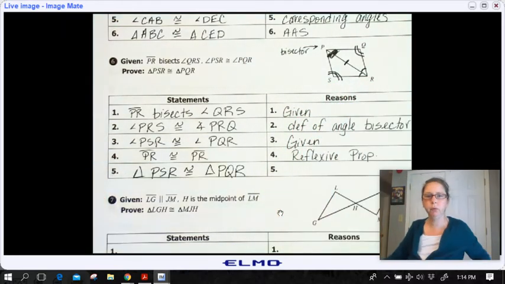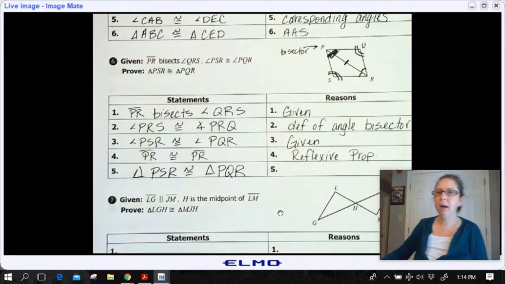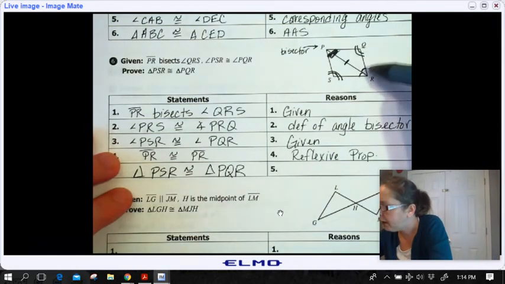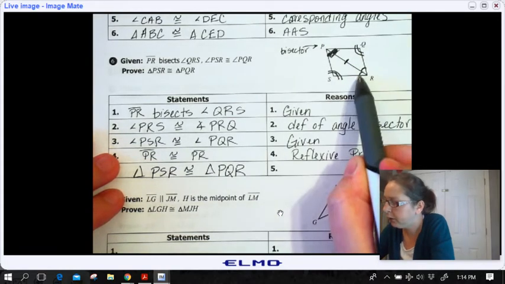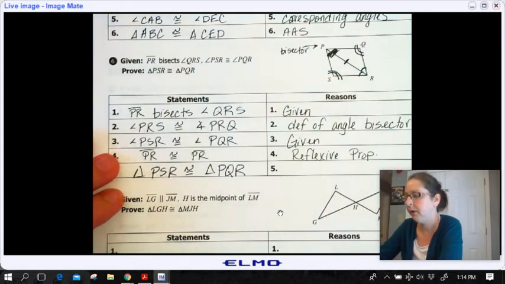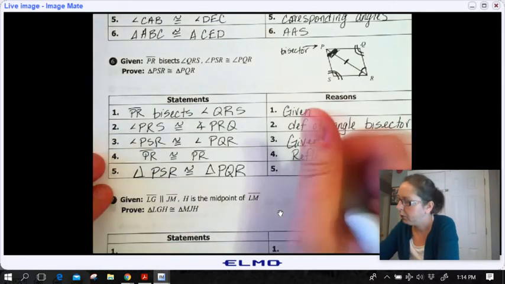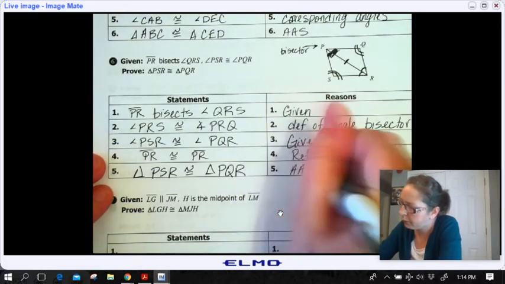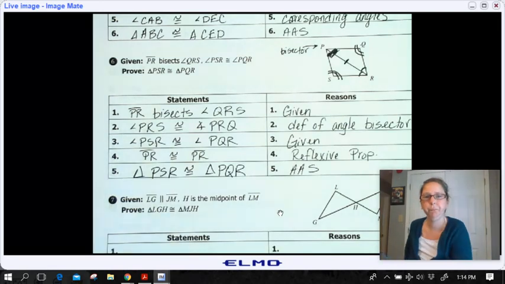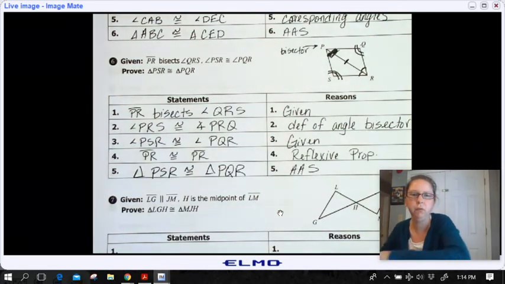Okay, it's congruent to itself. And so what I have now is an angle and a non-included side. Angle, non-included side. Okay, we have one more like this, and then we're going to do the hypotenuse leg.